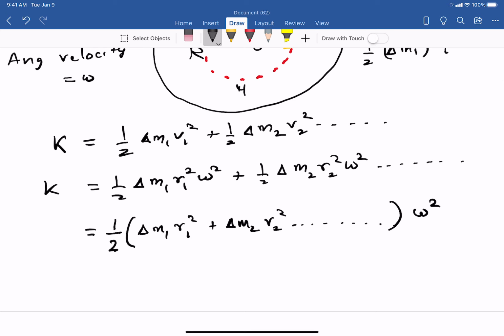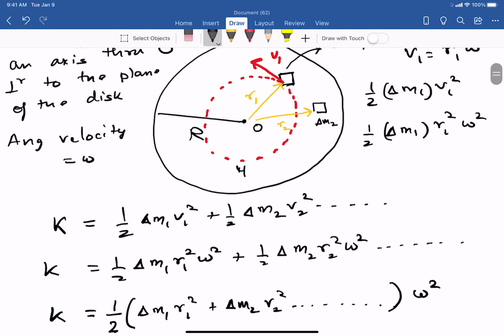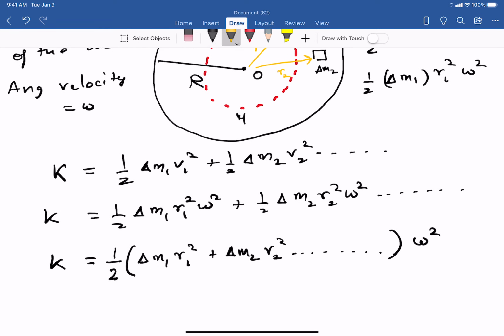The half and the omega squared are common to each of these terms, so I factored both of them out, and just for fun, I've written the omega squared at the end and the half in the beginning. Now let's see what this is. What is the quantity inside the brackets? Delta m1 r1 squared plus delta m2 r2 squared plus delta m3 r3 squared, where these delta m's are all the masses of the little pieces that you've broken up the disk into. Does this expression ring a bell at all?